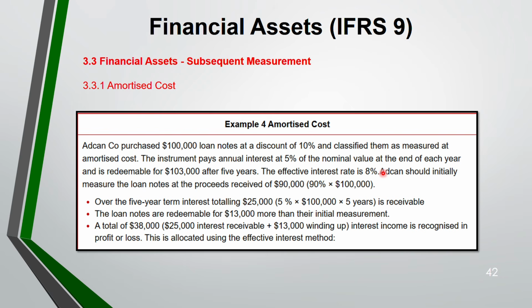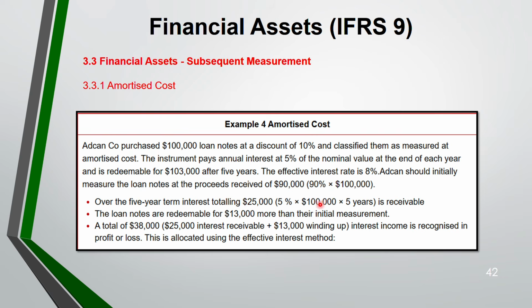Atkin should initially measure their loan note at the proceeds that they have received. Remember, the loan note is 100,000 but it is at 10% discount. That means you have to take 90%. So the proceeds, you will measure your loan note at 90,000. Now, there are three things. First, for the 5 years, let's find out the interest. First part is the 5 years interest.